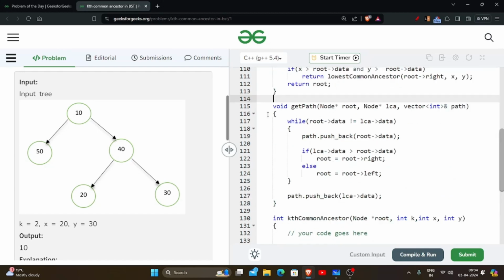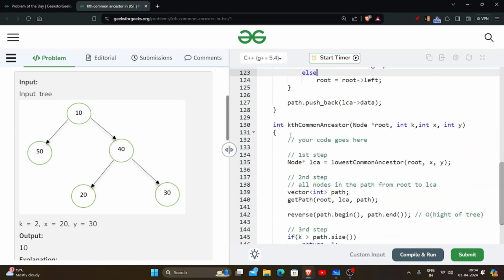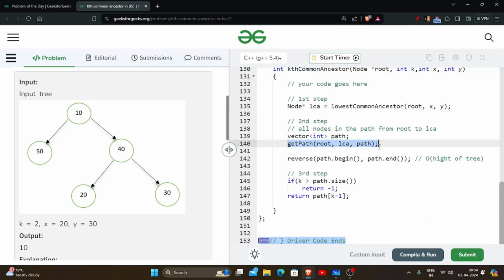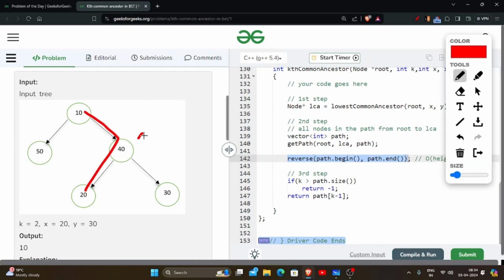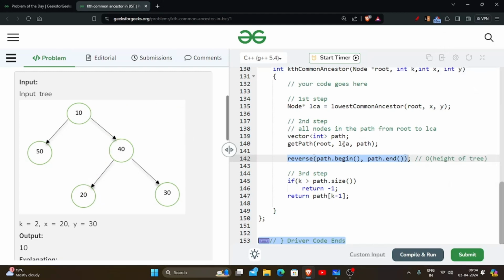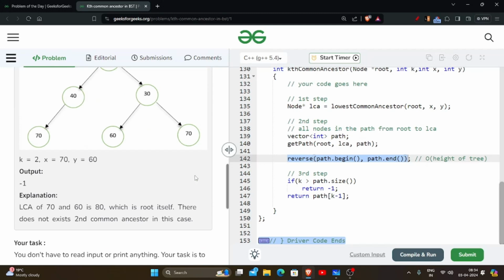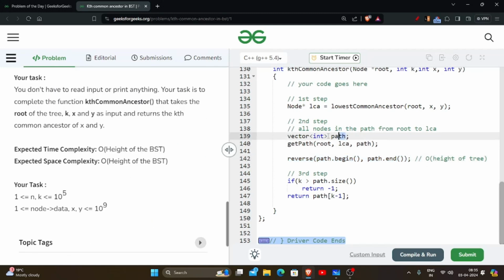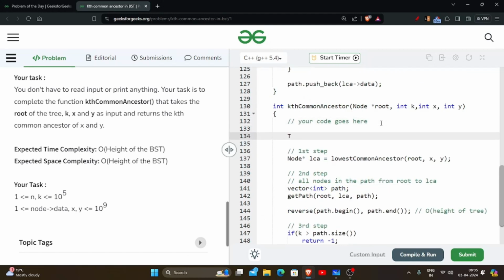And since we traverse only the height of the tree, there is never a case where this path array will contain n nodes. It cannot contain n nodes. It will contain only as many nodes as the height of the BST. Like in this case, if the height is 2, it only contains two nodes. So overall, the time complexity would be order of height of BST only, and since the path array can only contain height of BST nodes, the space complexity is also height of BST.